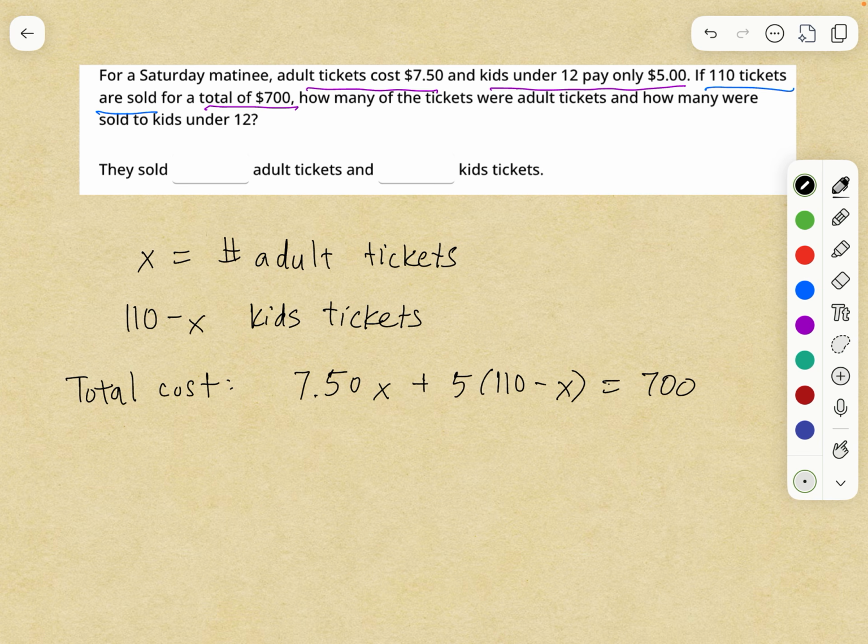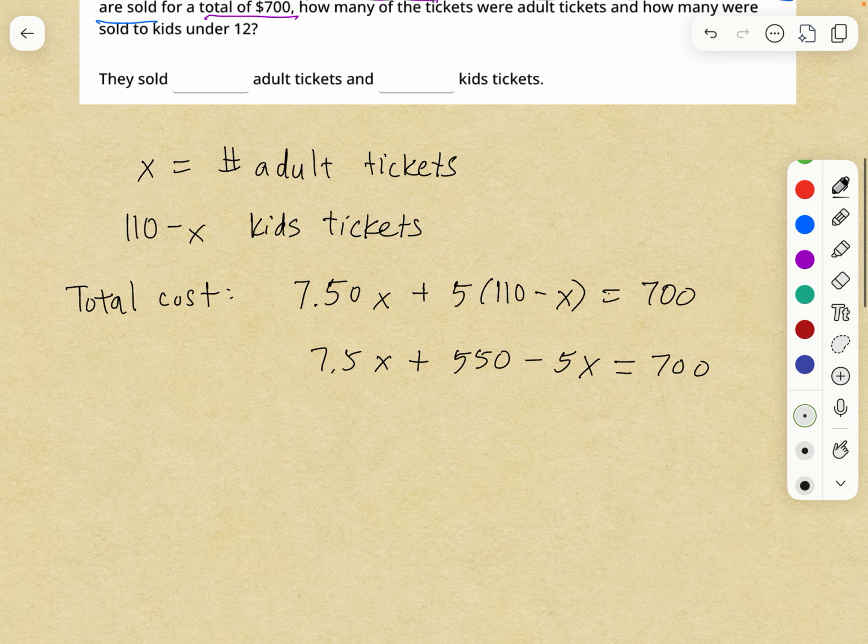So now you have this equation and you can solve for X. And one thing you can do to get rid of the decimal, if you don't like the decimal, is to multiply by 100, but then that'll make these numbers big. So I think I'm just going to distribute the 5 across. So I get 7.5x plus, so 5 times 110 is 550. And then you have minus 5x equals 700.